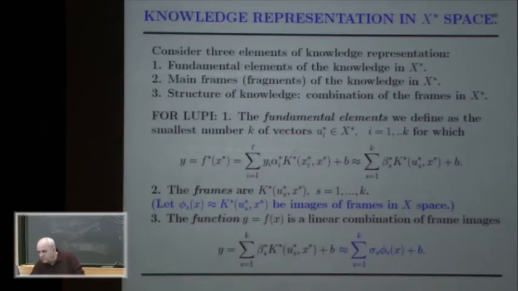And let it be the image in X space of this frame. So the function is a linear combination of frames. It is in one space, but if I find good images, it will be in this space. So instead of learning in a space with high visual dimension, I would like to learn in a space of small visual dimension.